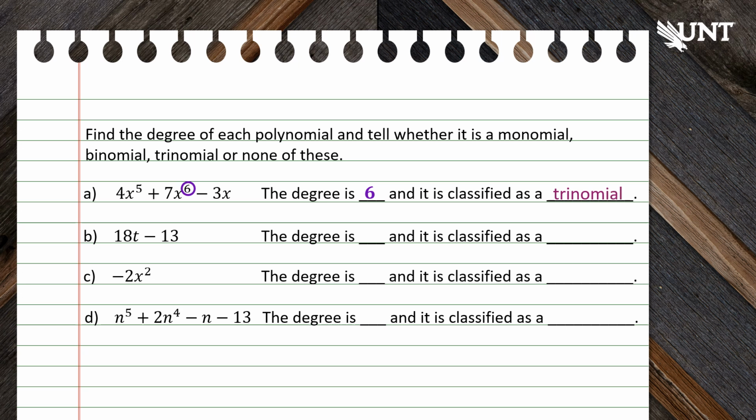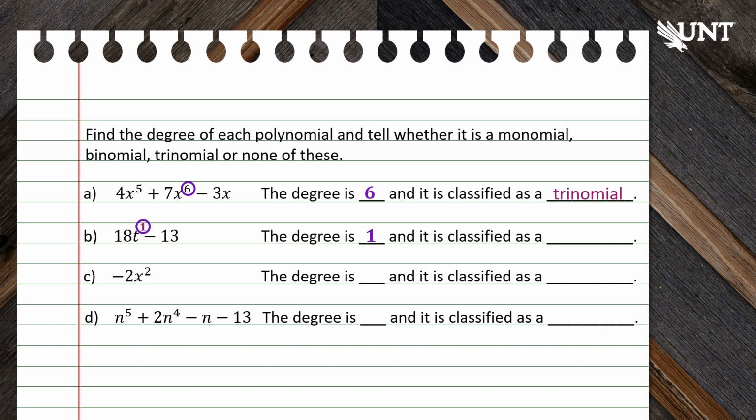Example B, we have 18t minus 13. Again, we need to identify the degree and the type of polynomial. Well, the degree again is the largest or greatest exponent, and in this case, we really don't have an exponent. So what do we do? We find the term that has a variable, and if you notice, the first term has 18t. Although we do not see an exponent, what is understood to be there? That would be an imaginary 1, which means that is the highest exponent, so the degree of this polynomial is 1.